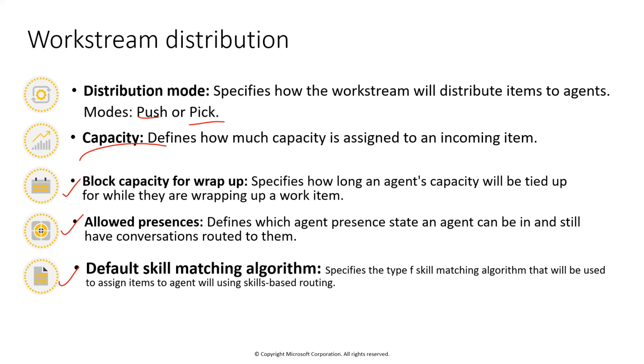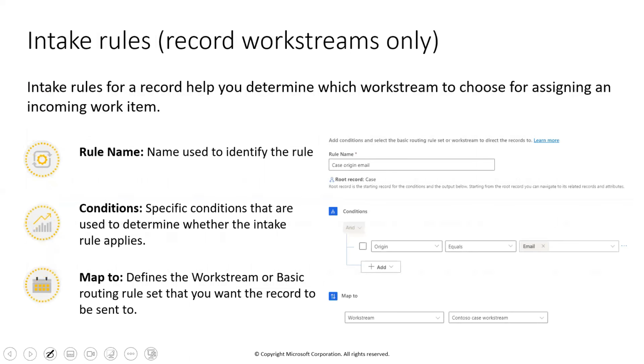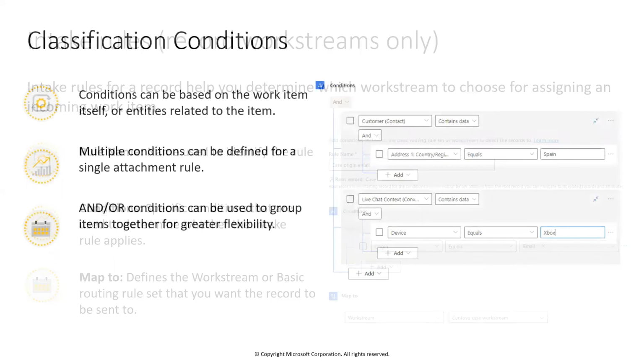Moving forward, if I talk about the intake rules, inside the work stream we can create some rules which will help me determine which work stream needs to be selected for an incoming work item. So we need to define the rule name, the condition, and the map section. We need to create a rule section first, and accordingly, the calls will be diverted to the respective work streams, whatever we have in the list.